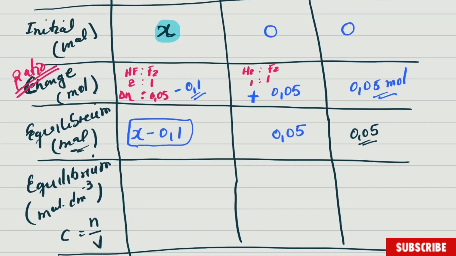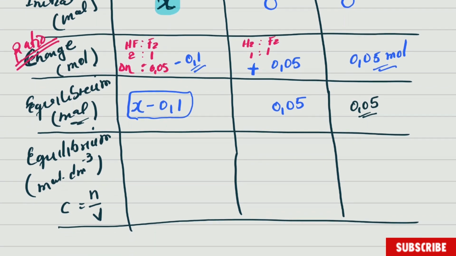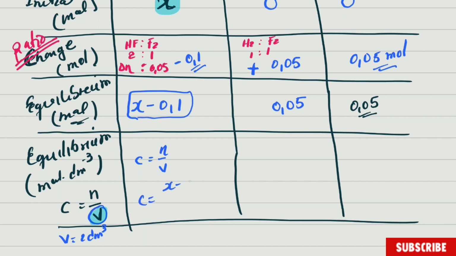Now, end of story. We have to calculate the concentration and the volume. The volume is given to us at the beginning of the question. Let me look in my notes: 2 decimeter cubic. The volume is equal to 2 cubic decimeter. That is given to us. So we're going to calculate the concentration in each case. Concentration is equal to number of mole divided by volume, the number of mole at equilibrium, right? So concentration is equal to X minus 0.1 divided by volume, which is 2.